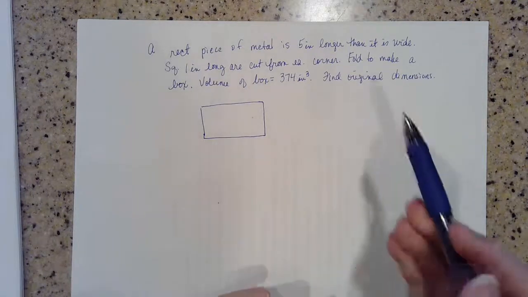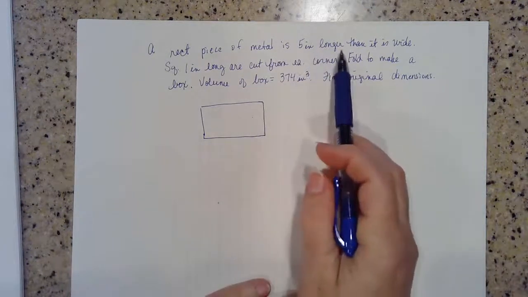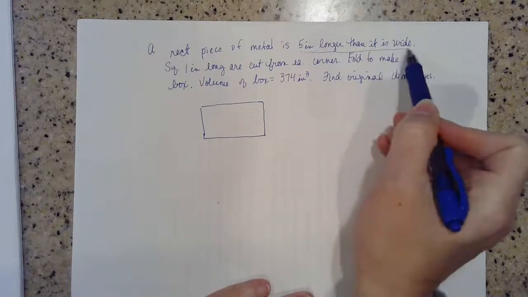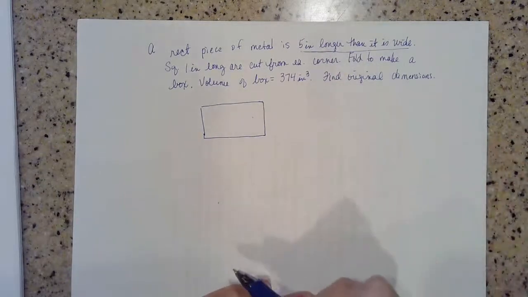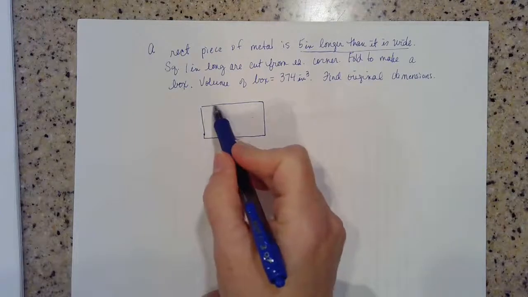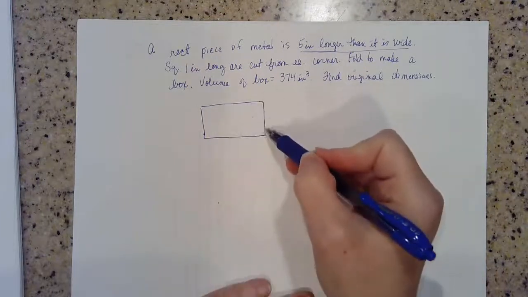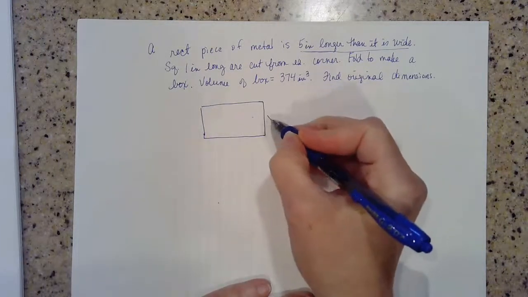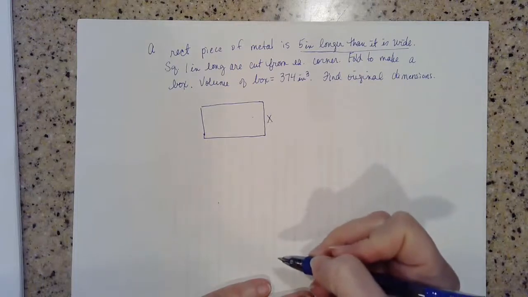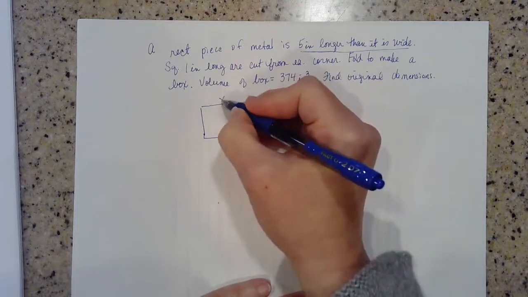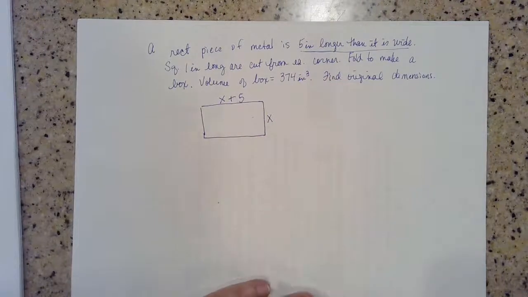It says the original piece of metal is 5 longer than it is wide. That's our clue to give us a little algebra setup. So the length is 5 more than whatever the width is. My basic unknown is that width. I'll let x be the width of the original rectangle. Then the length will be 5 more than that, x plus 5.